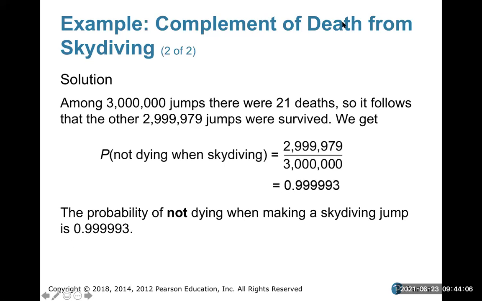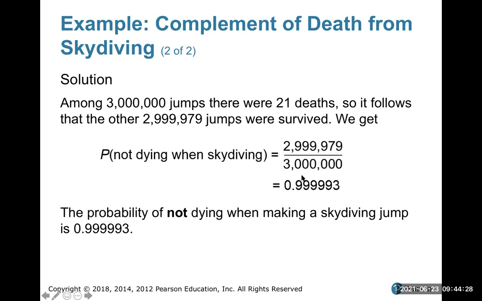How do we find a probability again? Probability is partial over total. Your favor is not dying. If 21 die, the remaining will not die. So that would be 3 million minus 21. And then you divide that number by 3 million.